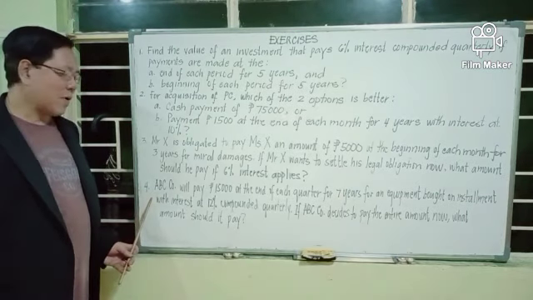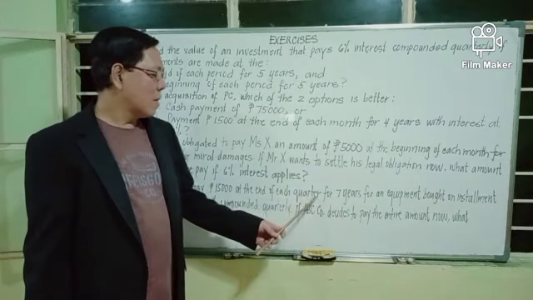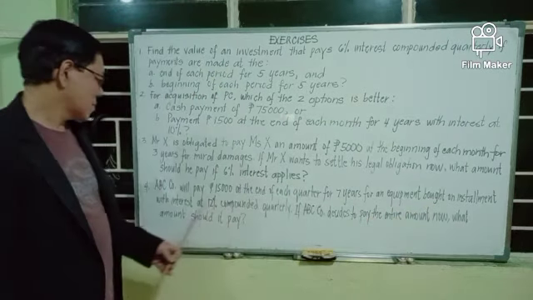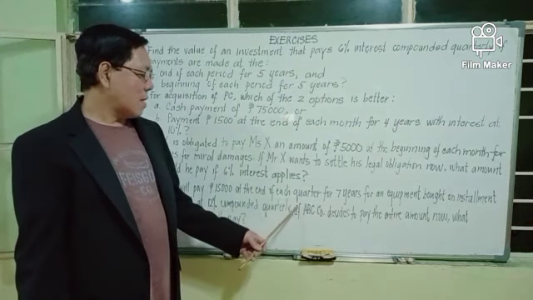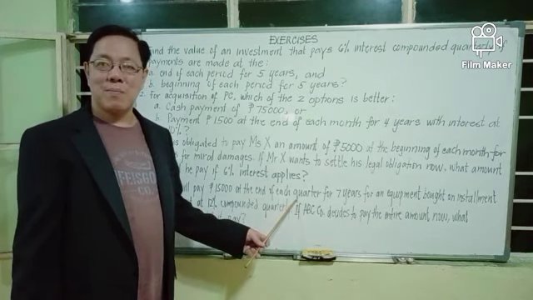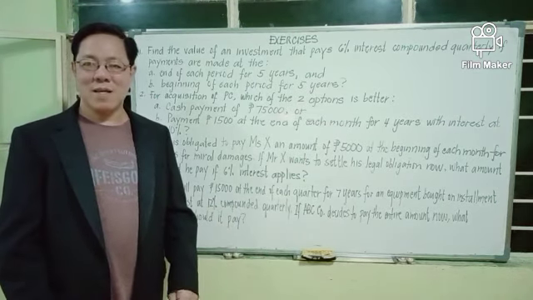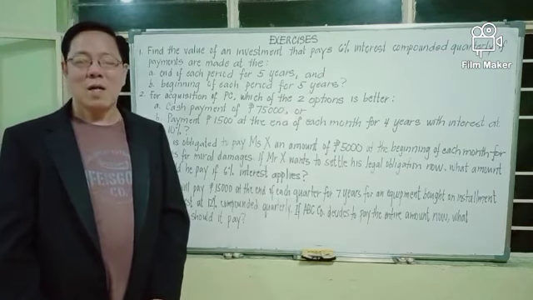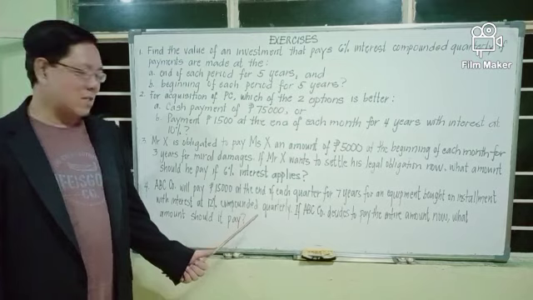And lastly, number 4, ABC Company will pay 15,000 pesos at the end of each quarter for 7 years for an equipment bought on installment with interest at 12% compounded quarterly. And so the period here is equal to 3 months. The interest rate, 12%, is compounded quarterly, which means that the interest will be computed 4 times in a year. In 1 year, you have 12 months. Divide by 4, you have 3 months. So each period in this example is 3 months.